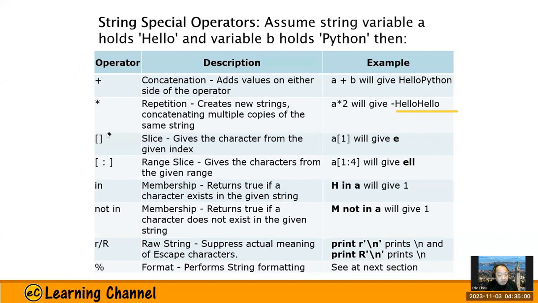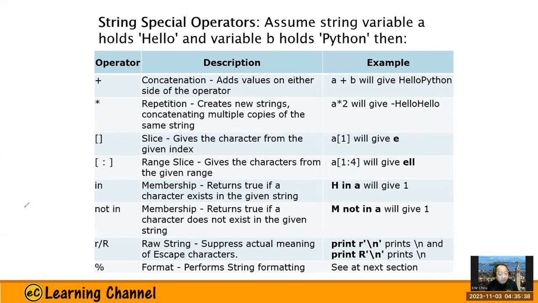Then brackets are for single element access. So A[1], you get E if your A's index 1 location is E. And the colon is called range slicing. So you will have two numbers, 1 to 4, 1 included, 4 not included. So you have H, E, L, L, O, with indexes 0, 1, 2, 3, 4. 4 is not included, so 1, 2, 3 is ELL. You get ELL. 4 is not included.